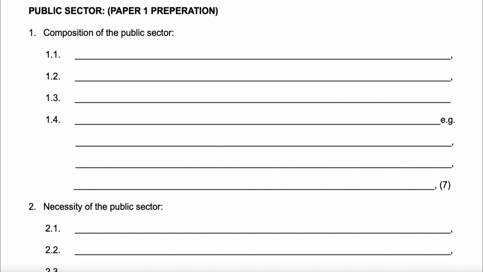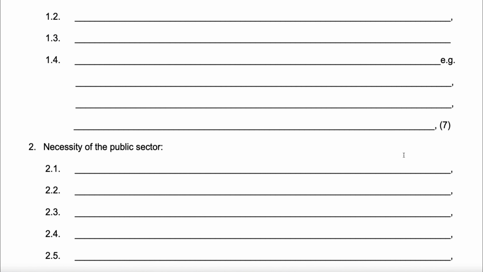Then the last part of our composition will be our state-owned entities. There are a couple of them, but you don't necessarily have to know all of them. Just have a few examples. The easier ones will be your South African Post Office, your South African Broadcasting Corporation, your Eskom, Transnet, examples like that.